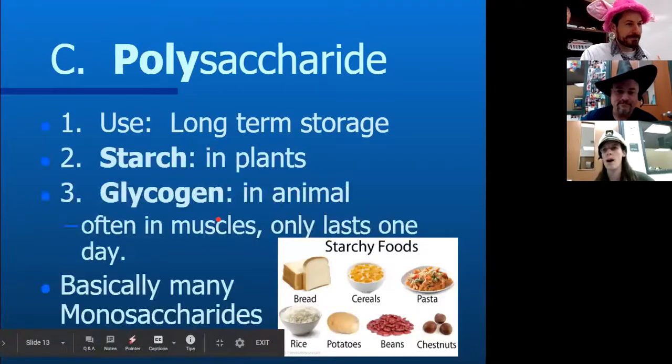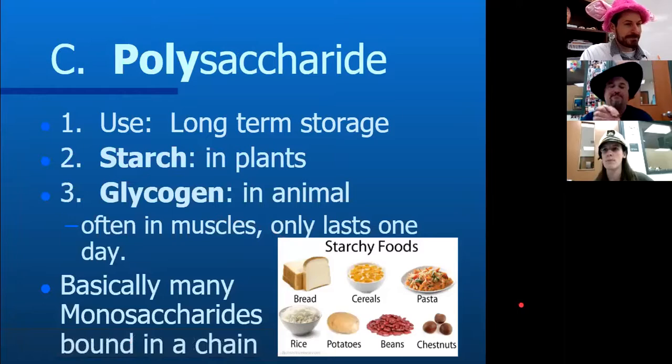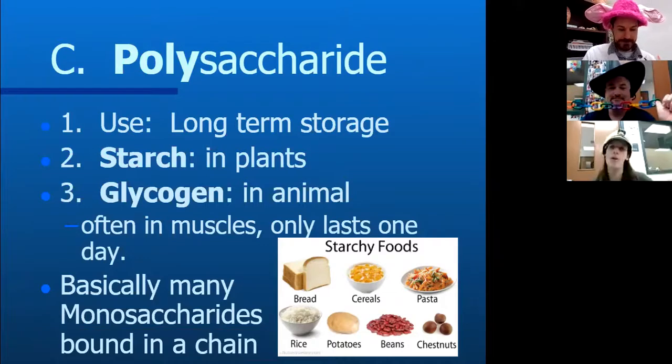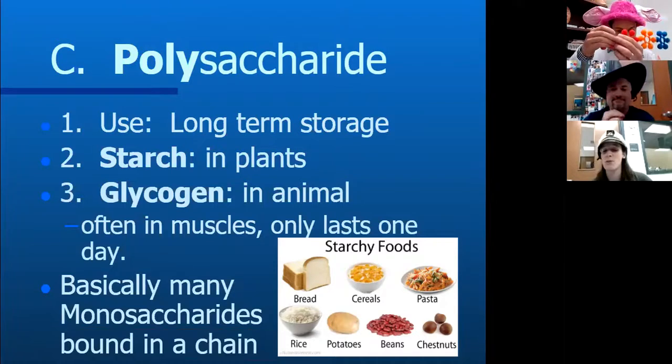Which are our polysaccharides. Remember we said mono was just the one sugar, di was two, and poly means many, so we have many more sugars all bound together. As you can see, Mr. Hamele's got this long chain of them. And again, since it's going to take so much longer to break down, they're more typically long-term storage. So not kind of quick energy that you can use very fast.